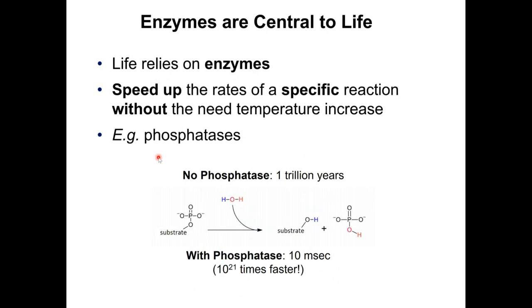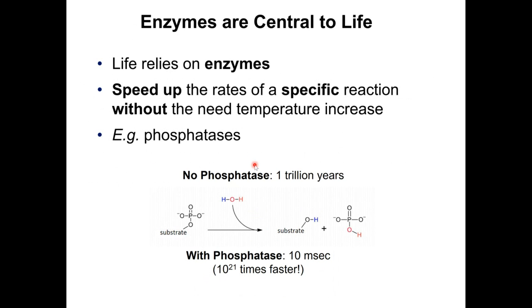So obviously all life relies on enzymes. There are hundreds of enzymes, and what they do is speed up the rates of the reactions. We'll talk later on about how they do that. And to give you an idea of how much they can speed up a reaction, although it is not always like this, look at the example here with phosphatases.